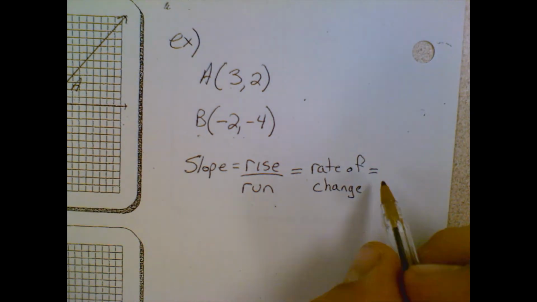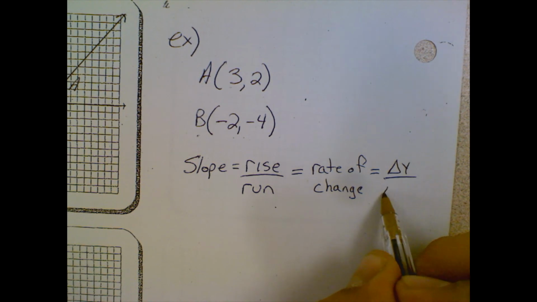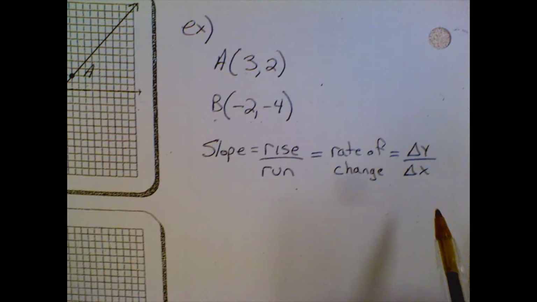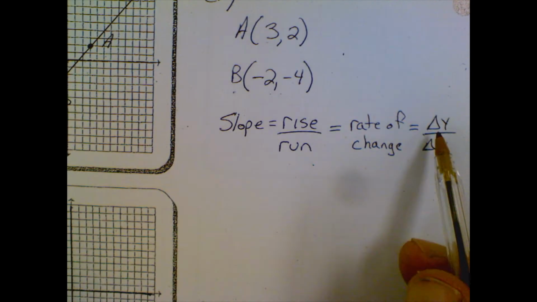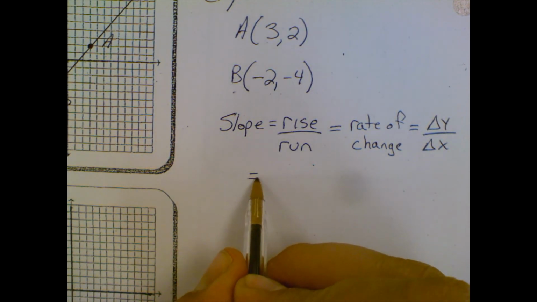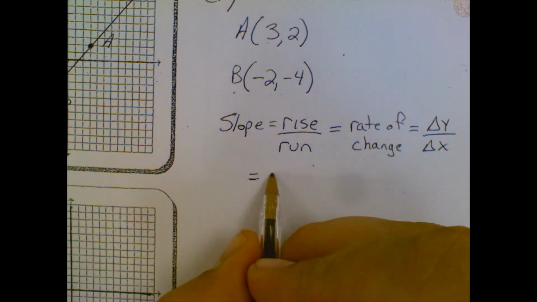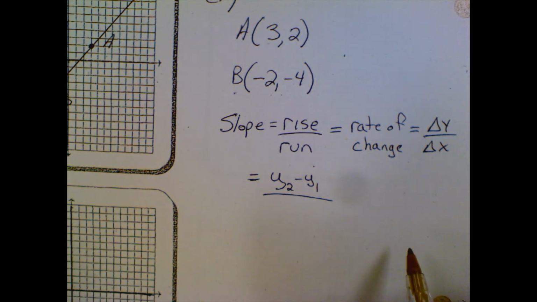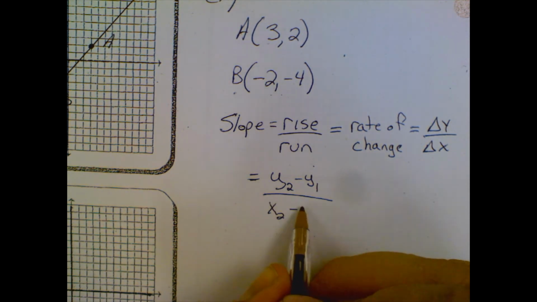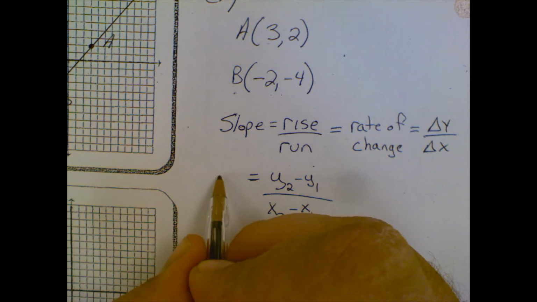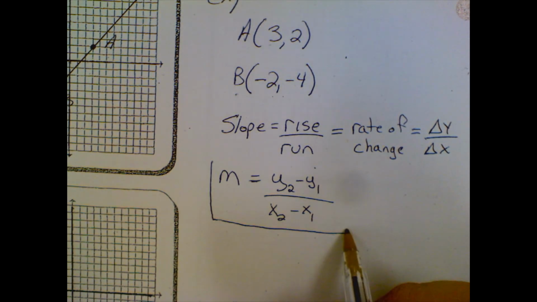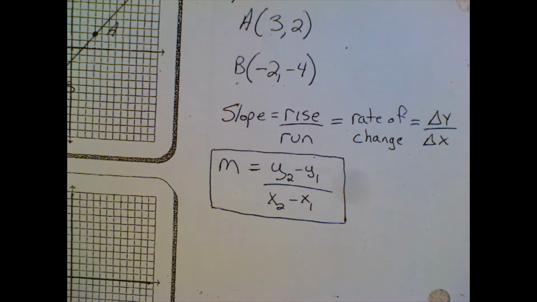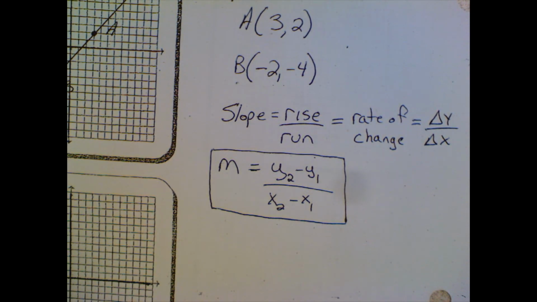Another definition is delta y over delta x. Delta means change in y over the change in x. And the formula to find the change in y over the change in x, and this is what you're going to want to memorize, is y2 minus y1, and I'll explain where those come from in a second, divided by x2 minus x1. And this turns out to be the formula to calculate your slope if you have 2 points.